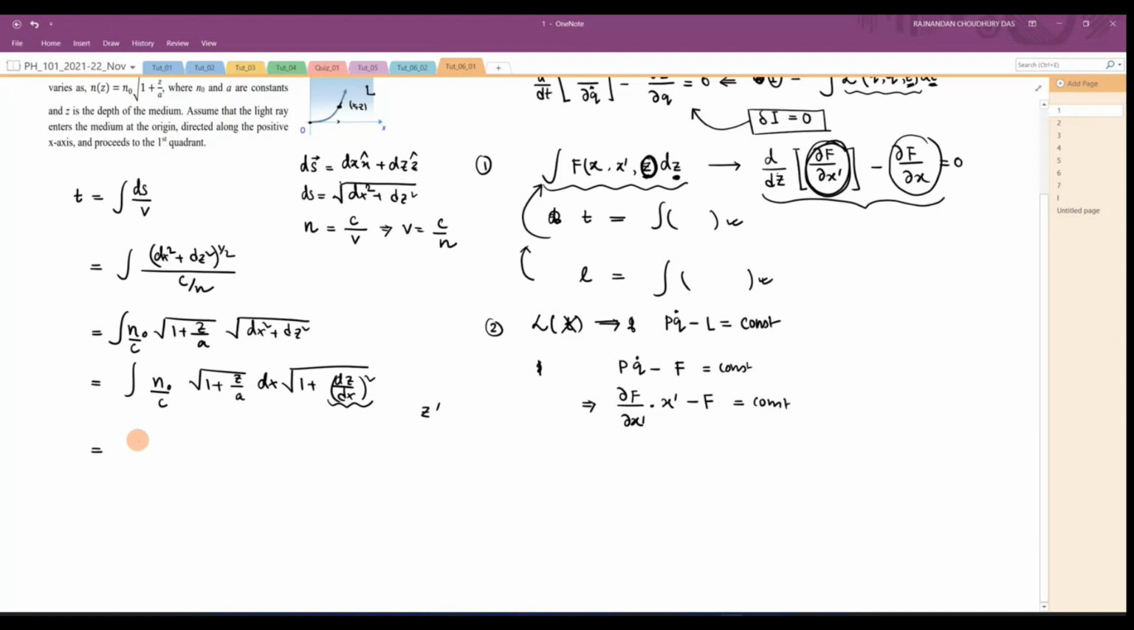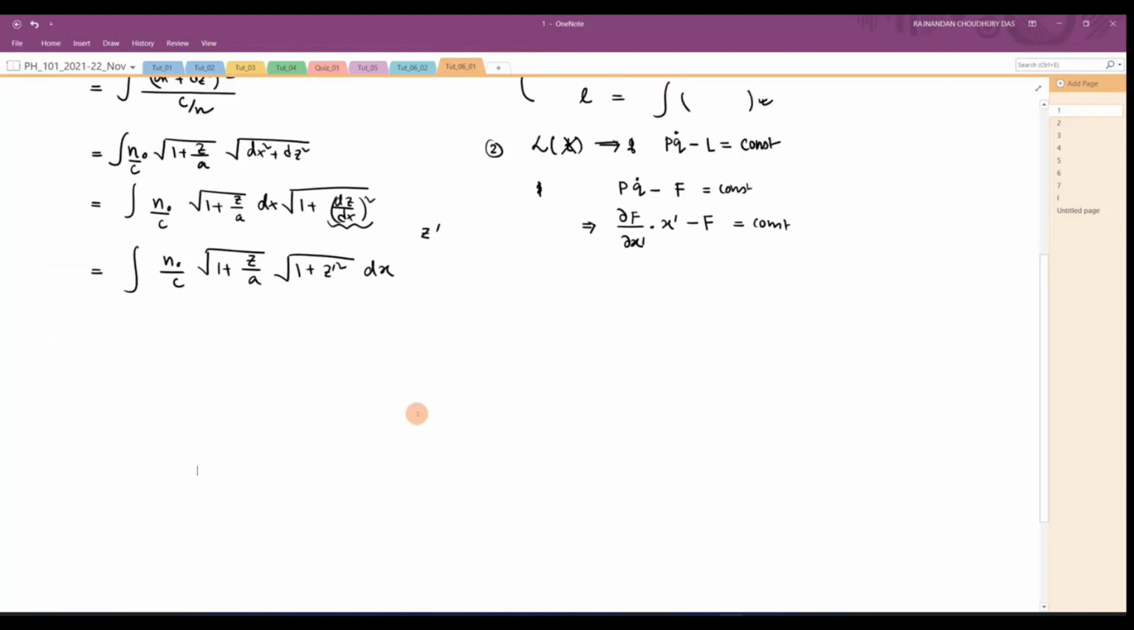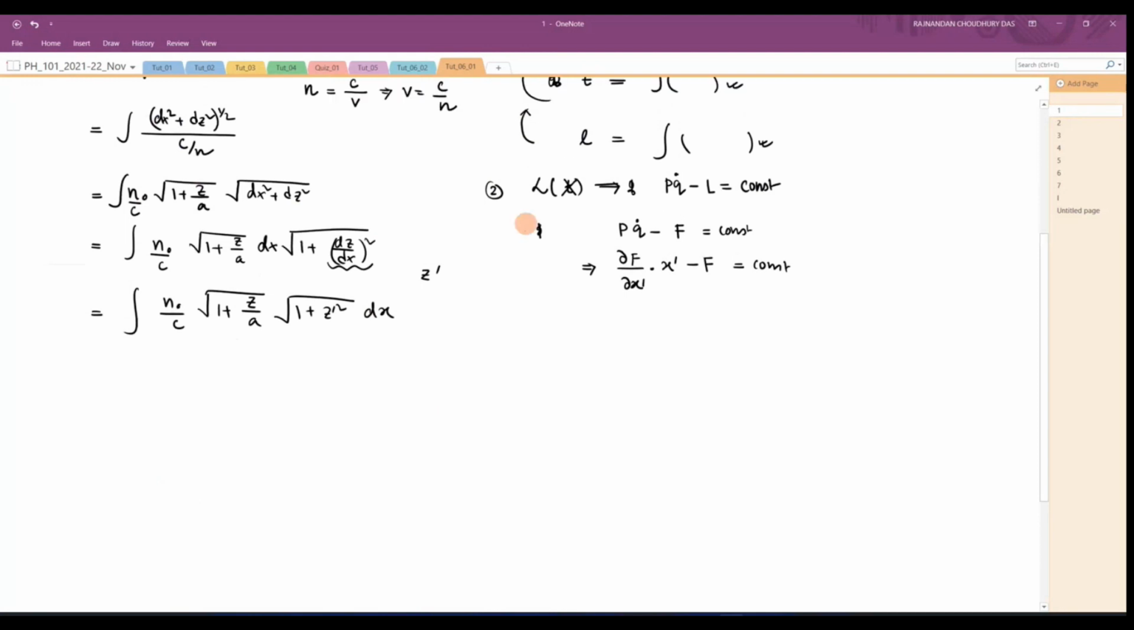So this way our final, these first few problems I will go very slowly, then I will pick up speed. So this one is z prime square dx. So we have an equation like this. But if you want to take dz out, your equation will become like this: T will become n0 by c, 1 plus z by a, root over of 1 plus x prime square, dz.